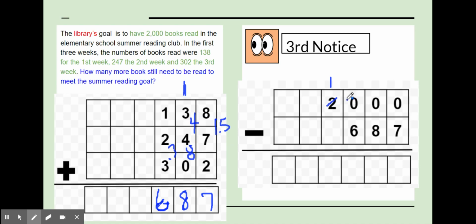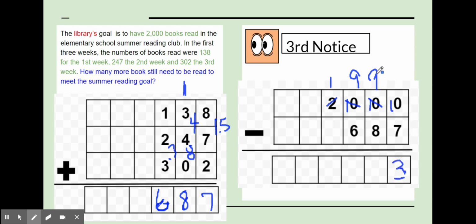I can give the 1 to this. So now I have 10. So I can borrow 1 from 10. And that becomes a 9. And we give that 1 here. So now I have a 10. I can borrow from that 10. And that becomes a 9. And then I give this 1 to this 0. And that is a 10. So now I can subtract 10, take away 7. And that is 3.